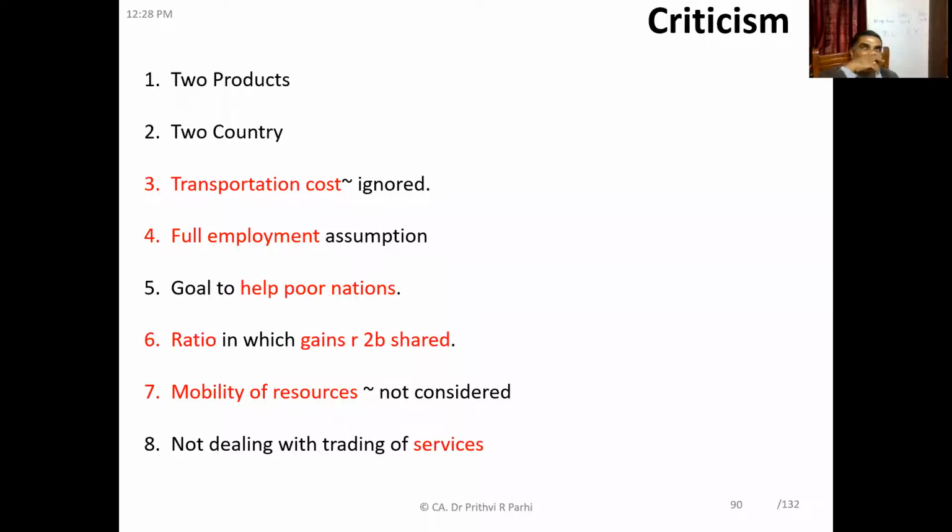Okay, friends. Now, having understood the basics of this theory, let us move to the criticisms of this theory. As you have seen, this theory deals with two products. What will happen with multiple products, the theory has not yet addressed. Only two countries are involved in this theory. Transportation cost is also ignored. We have only compared the cost of production, but what is the landing cost? That may be substantially higher, considering the transportation cost. That has been ignored in this theory.